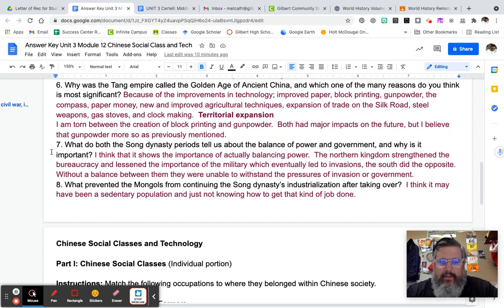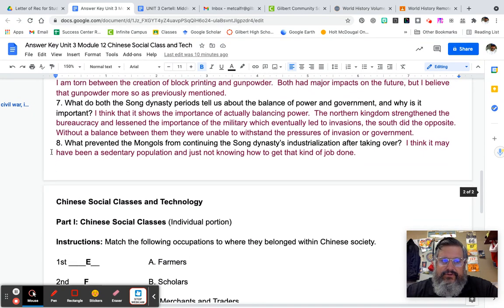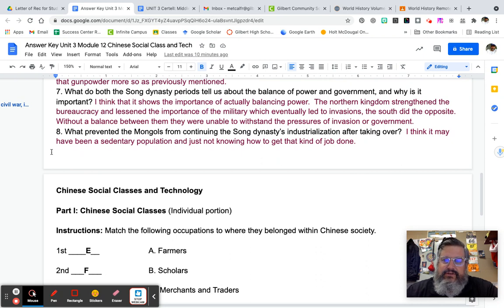Okay. Now this one is a little difficult too. You really had to look into it. Okay. Number 7, what do both the Song dynasty periods tell us about the balance of power and government, and why is it important? Okay, balancing power is always a tough thing, right?